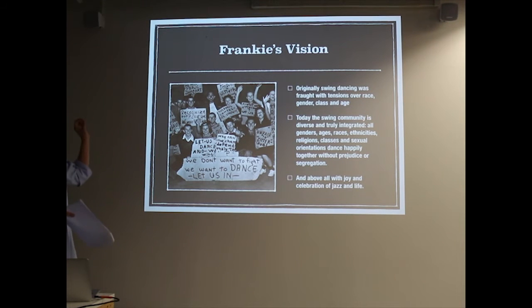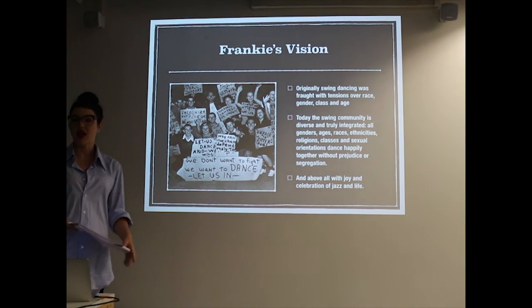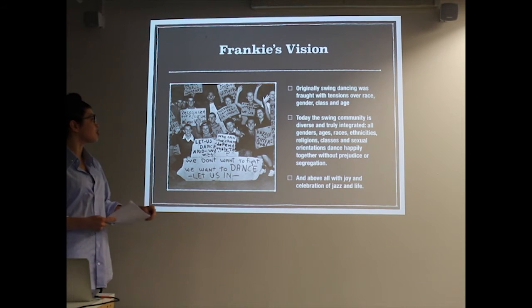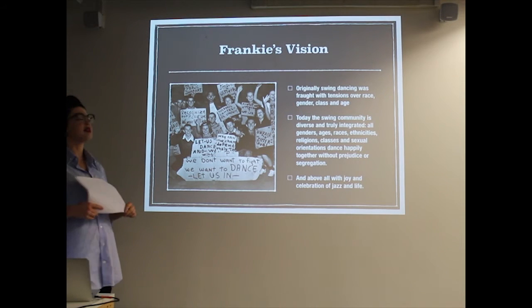So his vision for the dance was, as you saw from earlier in the talk, that originally swing dancing was fraught with a lot of tensions about a lot of things, about race, obviously with the segregation between black and white Americans, but also over age between the older generation and American youth, and also about class and gender. There were a lot of tensions about this dance and this music.